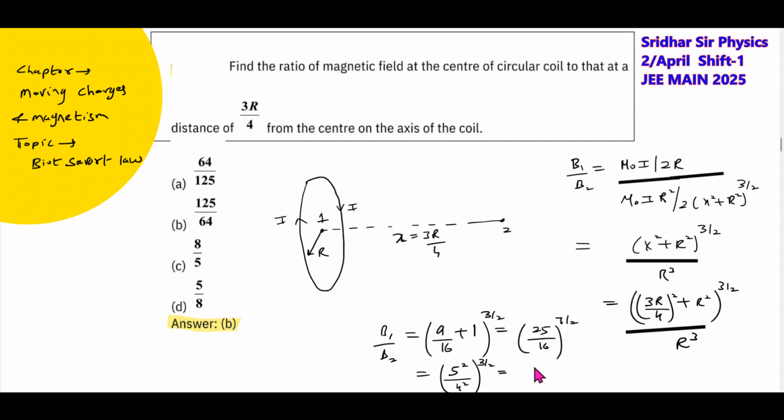Square and 1 by 2 will cancel out, so 5 cube by 4 cube, 125 by 64. This will be your option. You must know this formula.